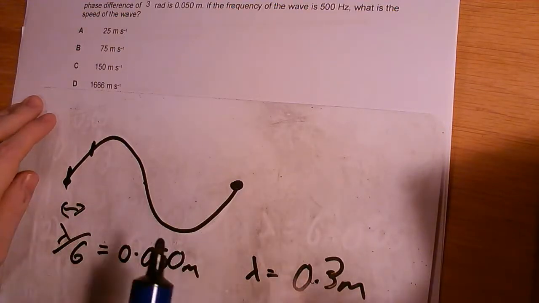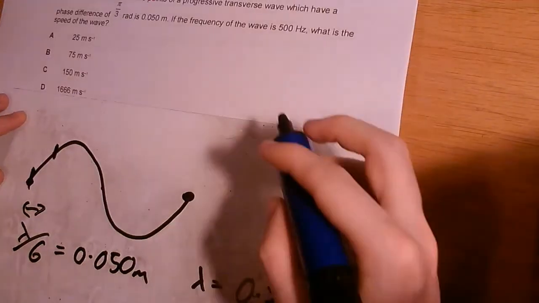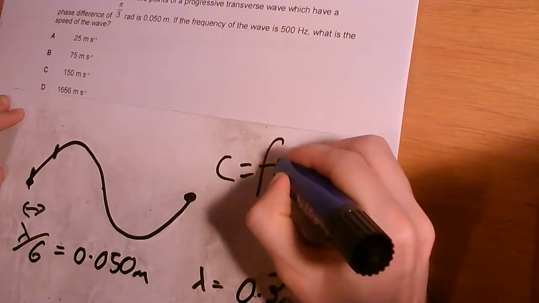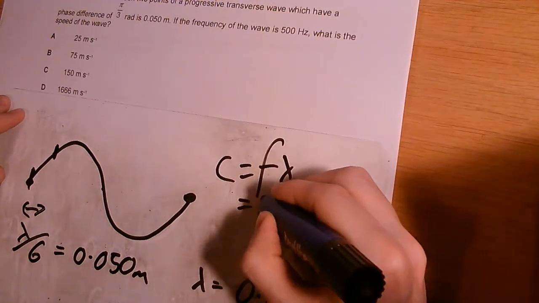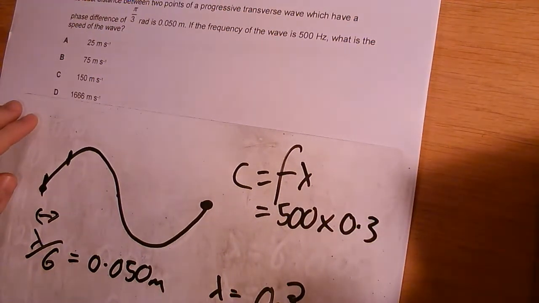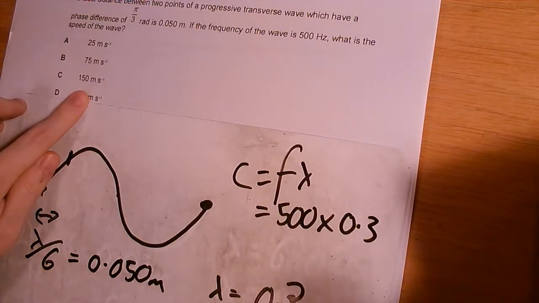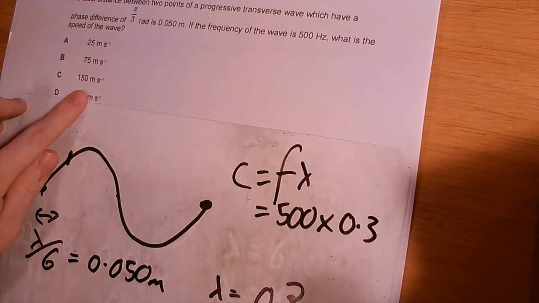We've got to figure out what the speed of the wave is. We know the frequency, and now we know the wavelength. So we know that there's an equation: speed is frequency times wavelength. So we're going to do 500 times 0.3. Yeah, that will give you your 150 meters per second. So the answer to question 9 has got to be C.